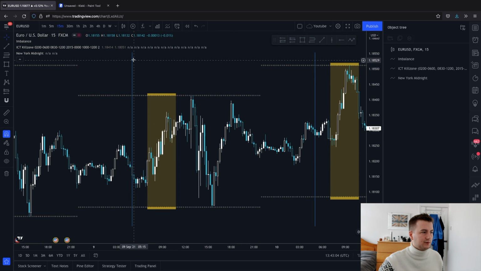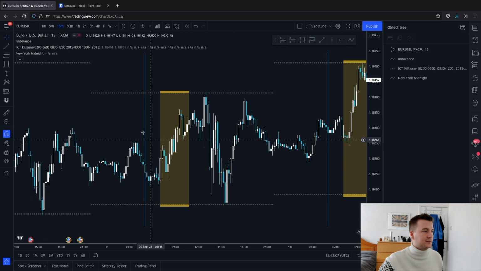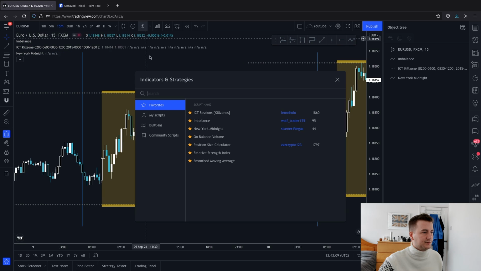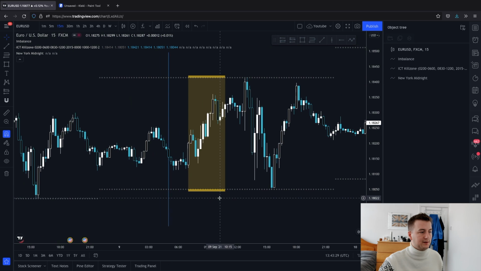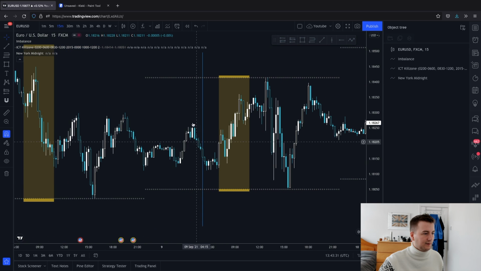So to be able to add this to your charts, you want to head over to your indicators option, and you will need to add the ICT Kill Zones and only use the London kill zone. You need to add the imbalance indicator and New York midnight, okay? This is the start of a new day each day. This will tell you when it is. It's just this blue line here, a pretty simple indicator, but that's the idea.